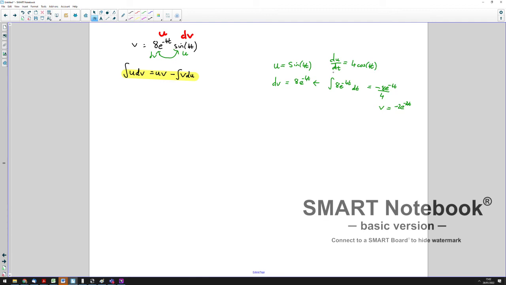But we don't want du dt in our equation, we want du. So we need to take that one step further and say that du is equal to 4 cos 4t dt, just by taking that dt up from the bottom. So I'll rewrite all of those now down here.